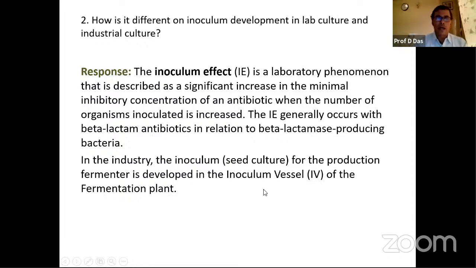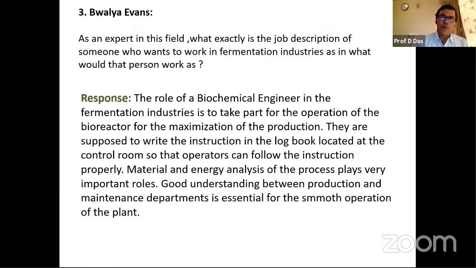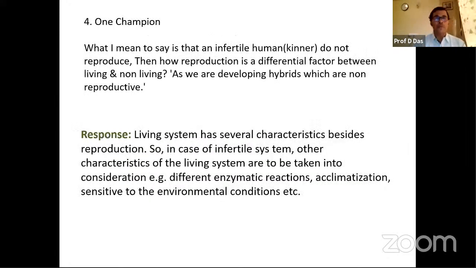In the industry, the inoculum, that is the seed culture for the production fermenter, is developed in the inoculum vessel of the fermentation plant. The capacity of the inoculum vessel usually should be 5 to 10% of the production fermenter, and that you have to prepare in the fermentation plant, not in the lab. But the basic seed culture you have to prepare in the lab. So that is the thing I wanted to continue.